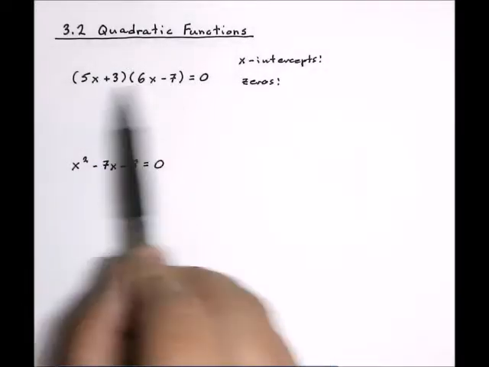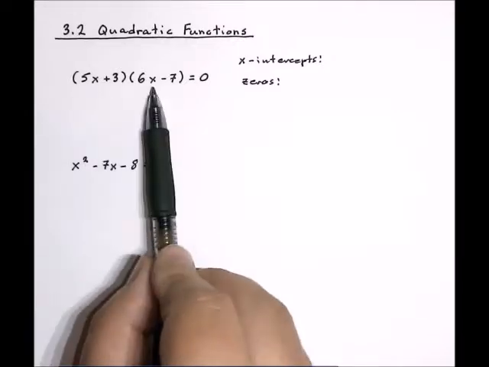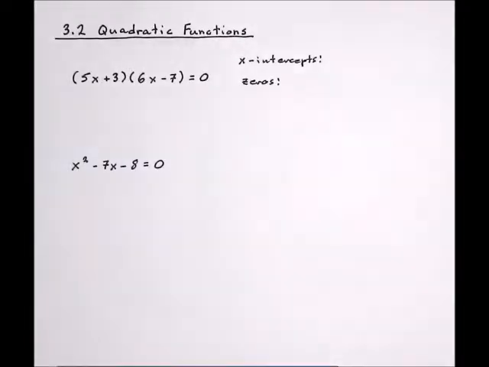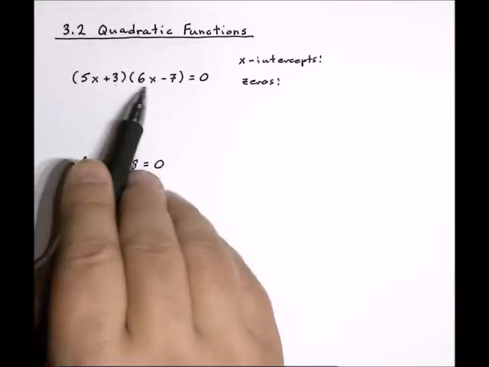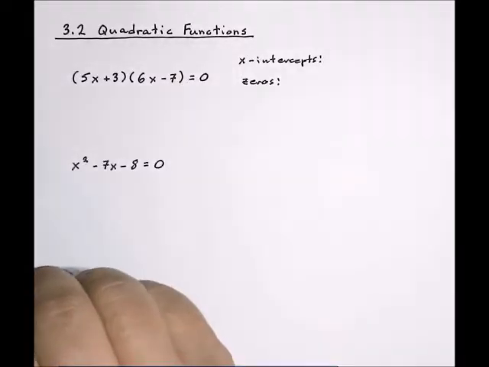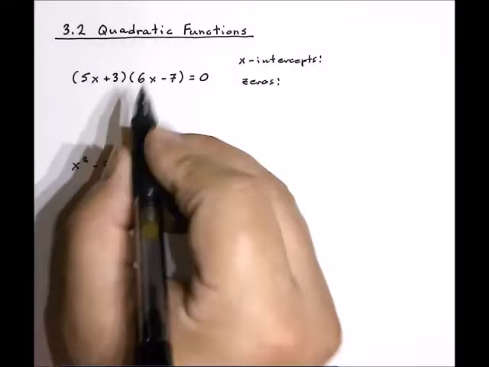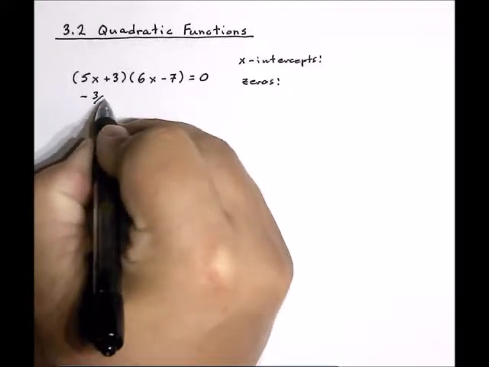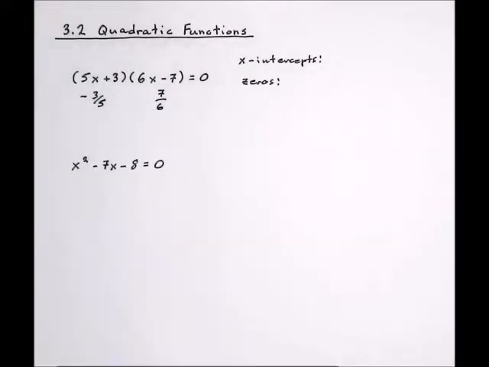if we have a bunch of factors, in this case 2, if either one of them is 0, we have a solution to this problem. So all we have to do to solve this equation is set each of these equal to 0 individually and get our solutions. Okay, the solution to this is negative 3/5, and the solution to this one is 7/6.